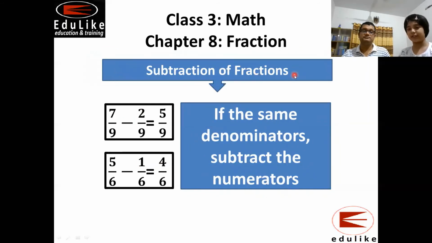Subtraction of fractions. 7 by 9 minus 2 by 9 equal to 5 by 9, because 9 is the common denominator and 7 minus 2 equal to 5. Similarly, 5 by 6 minus 1 by 6 equal to 4 by 6, because here 6 is the common denominator and 5 minus 1 equal to 4. If the same denominators, subtract the numerators.